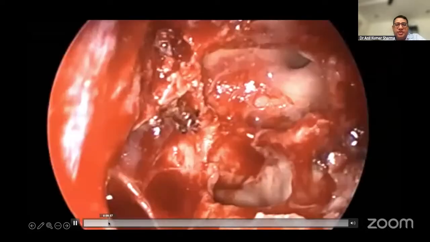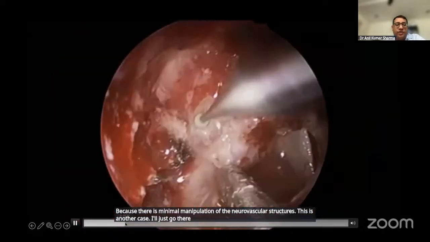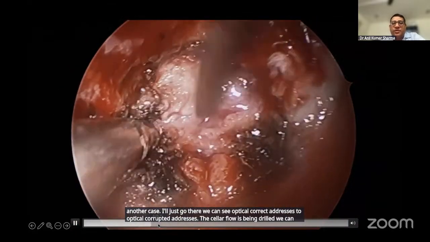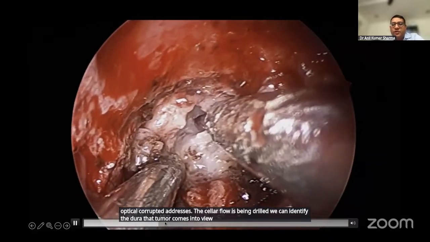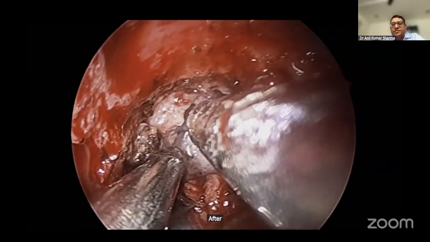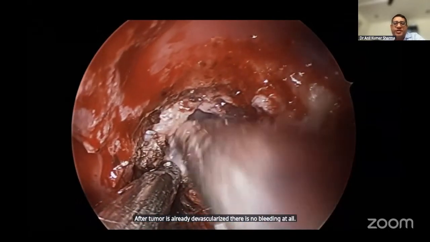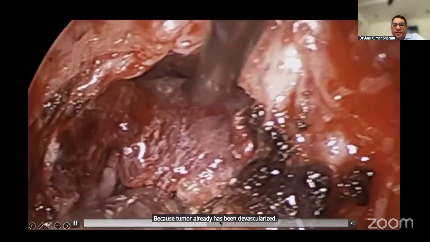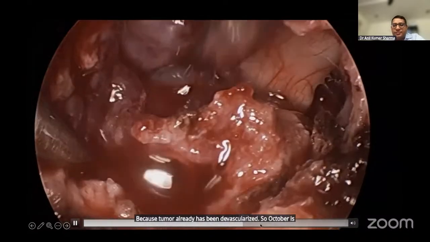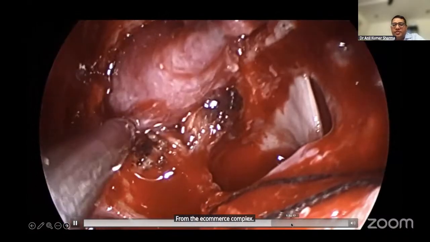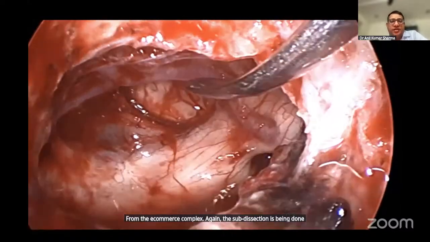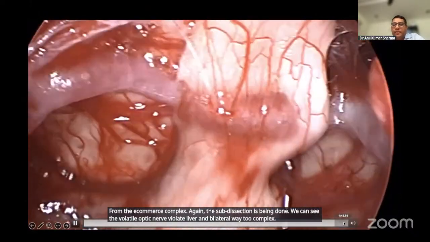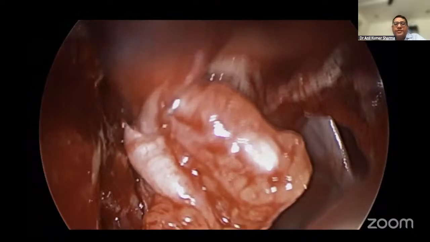This is another case. I'll just go there. We can see opticocarotid recess to opticocarotid recess. The sellar floor is being drilled. We can identify the dura, and the tumor comes into view. This is the main advantage we were talking about: after the tumor is already devascularized, there is no bleeding at all. We can appreciate that there is no bleeding because the tumor has already been devascularized. So now the tumor is being dissected from the ACom complex. Again, sharp dissection is being done. We can see the bilateral optic nerves, bilateral A1 and bilateral A2 complex. Now repair is being done.